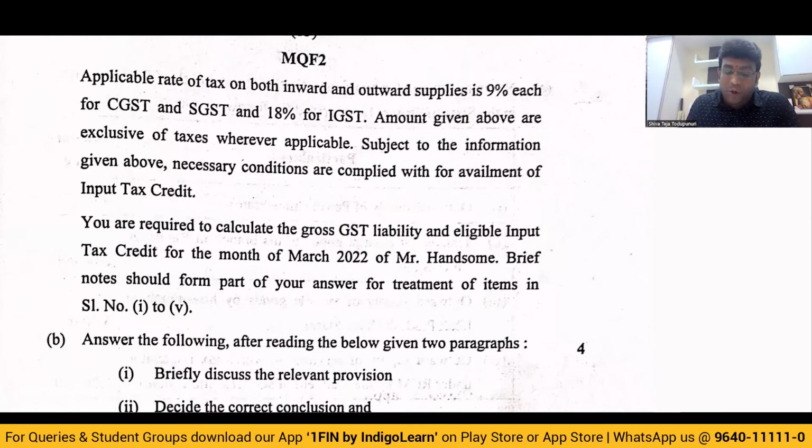Applicable rate of taxes on both inward and outward supply is 9% each, IGST 18%. Amounts given above are exclusive of taxes wherever applicable. Subject to the information given above, necessary conditions are complied with.